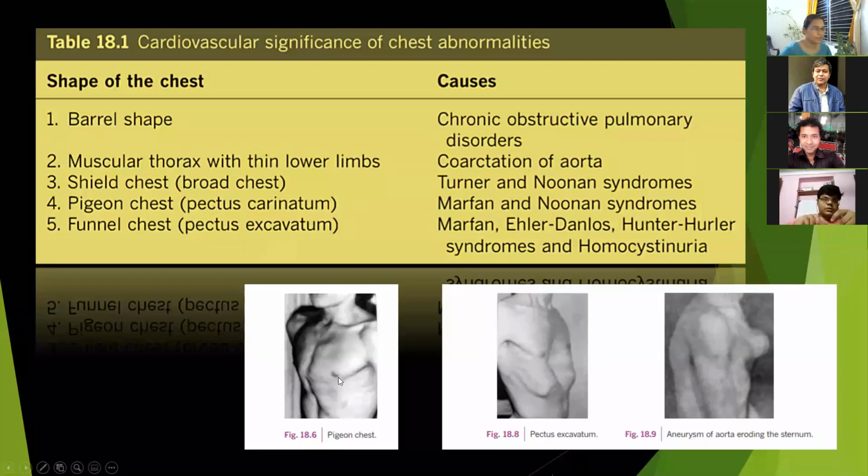Pigeon chest or pectus carinatum. This is pigeon chest. What happens in pigeon chest? There is forward bulging of the sternum and the adjacent costal cartilages. This is found in Marfan syndrome and Noonan syndrome.